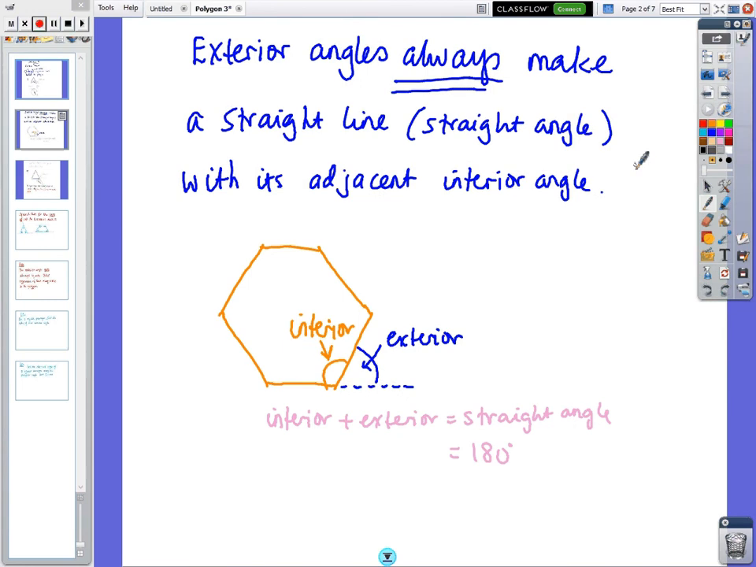Okay, so exterior angles always make a straight line with its next interior. So here's the interior and here's the exterior, and they are sitting on a straight line. Now the reason why we've got them on a straight line is because we know that a straight line always adds to 180. So interior and exterior always add to 180. So copy that and come across.